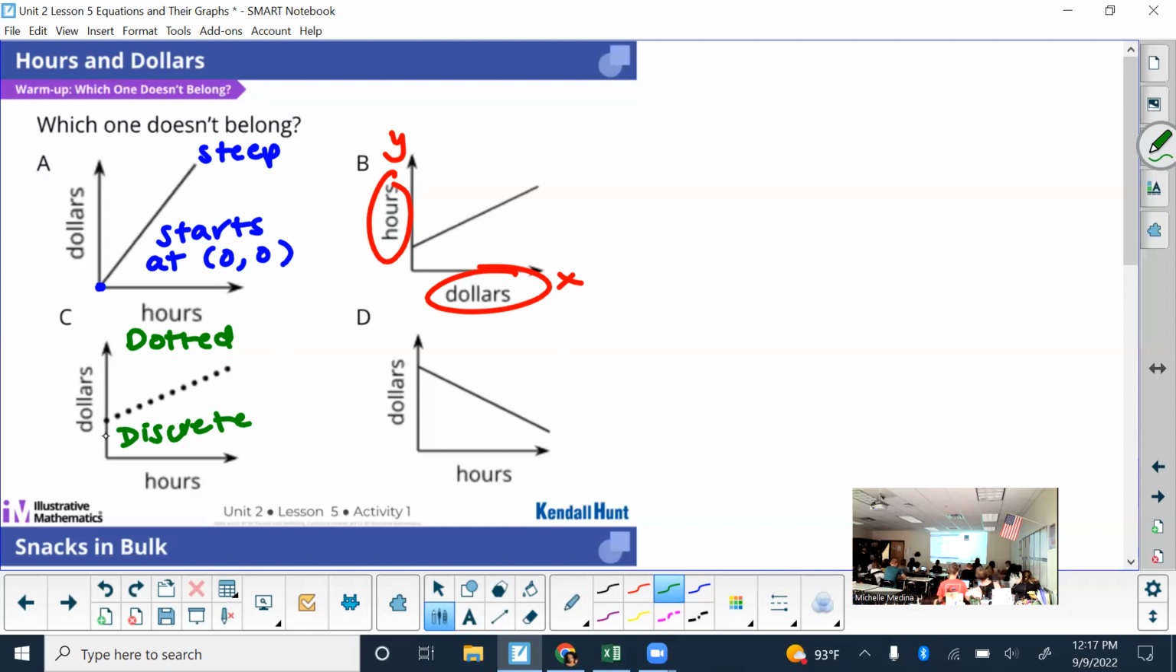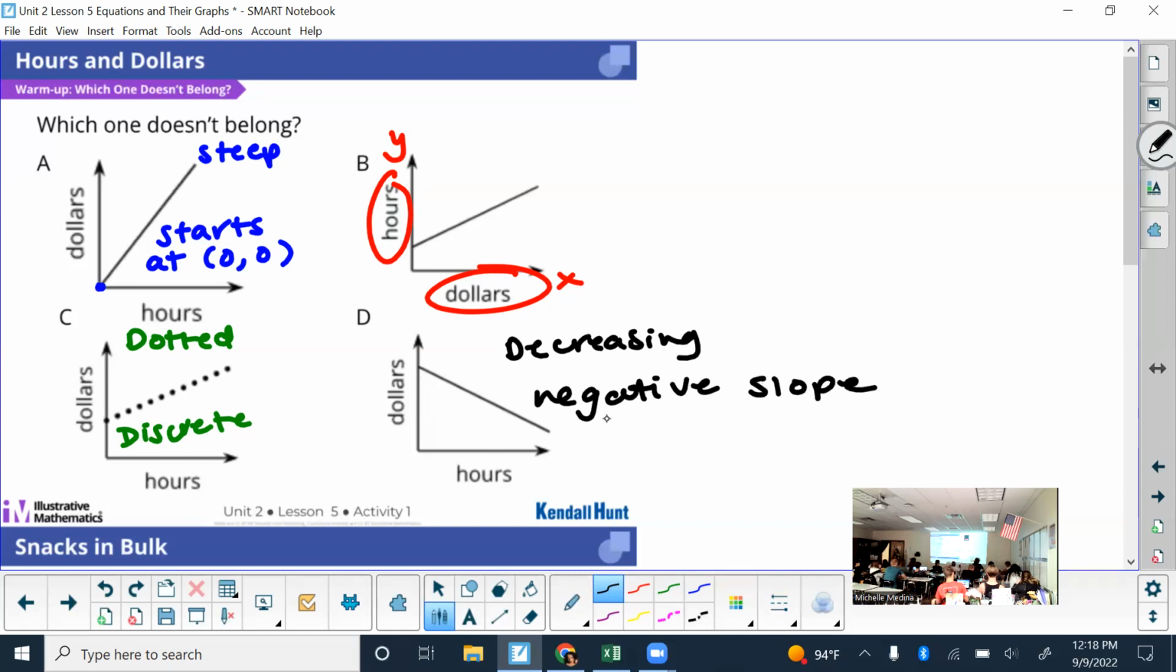Lastly, anyone think that D doesn't belong? All right, Michael, why? It's the only one that is decreasing. Any other math words you could use to describe that? It's extending. Negative what? Negative going down. No, there's something else that would go here. Slope. It's the only one with the negative slope.